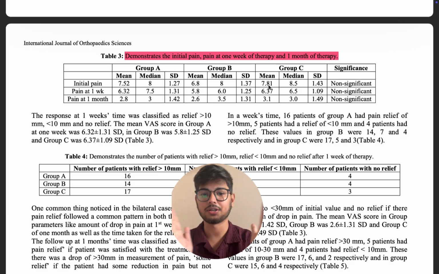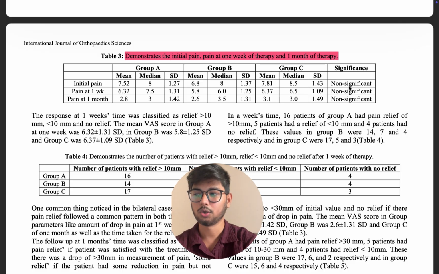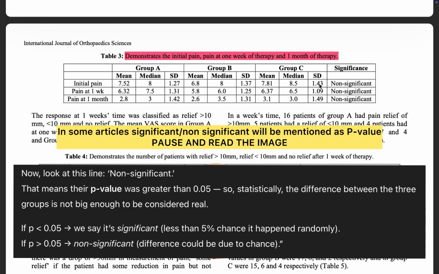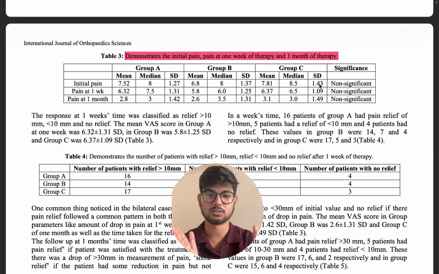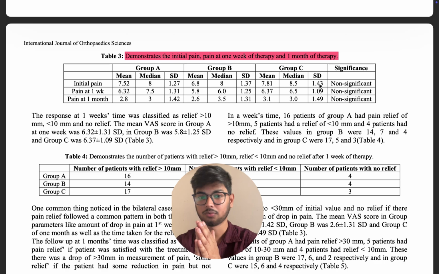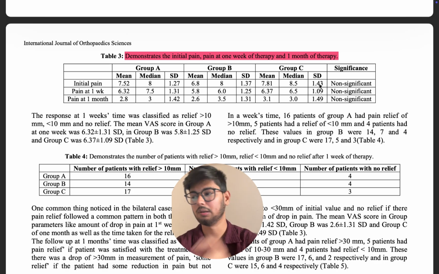So there is not a large difference between them. That is why it is non-significant. Even the standard deviation is very small, so it shows the wide range variability is not there. They are very closely bounded. All of them have the same kind of initial pain.